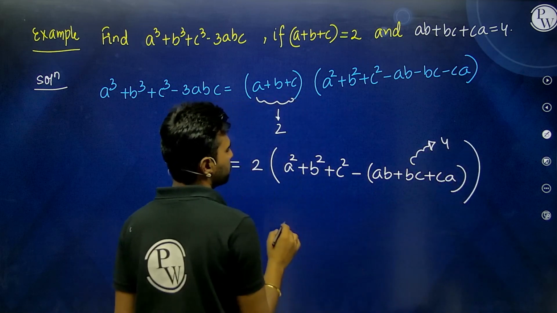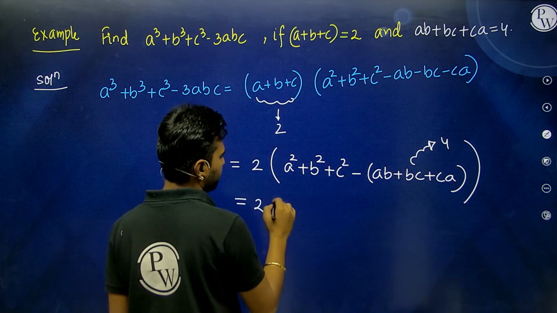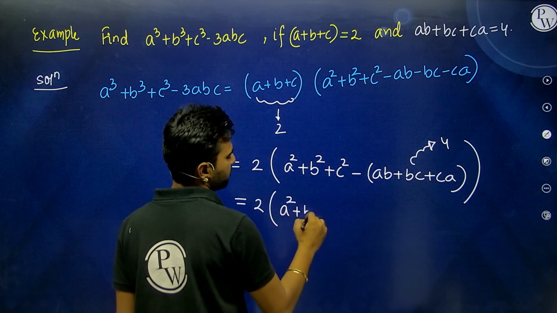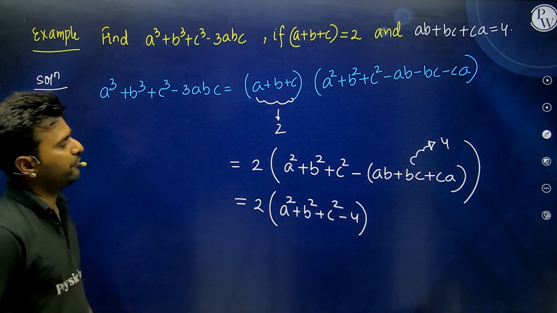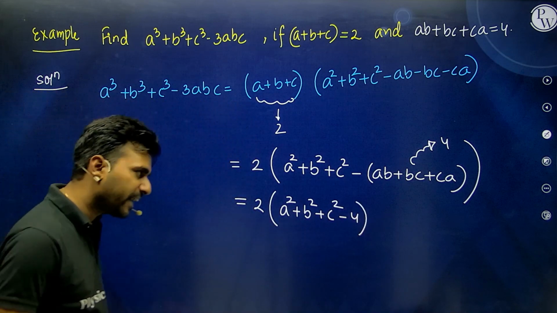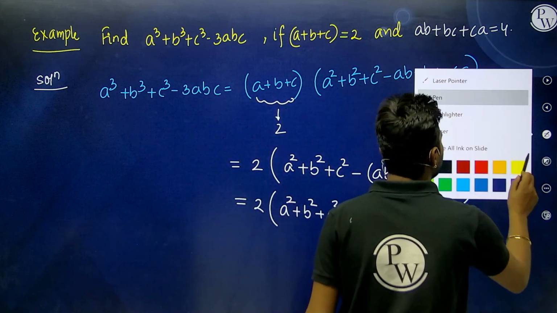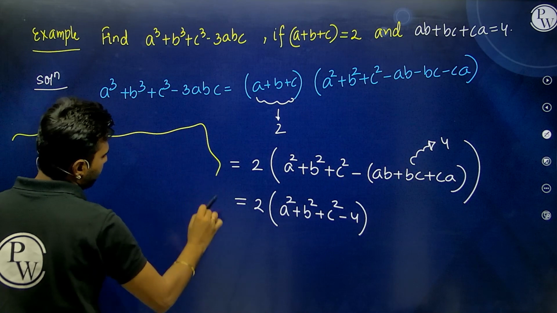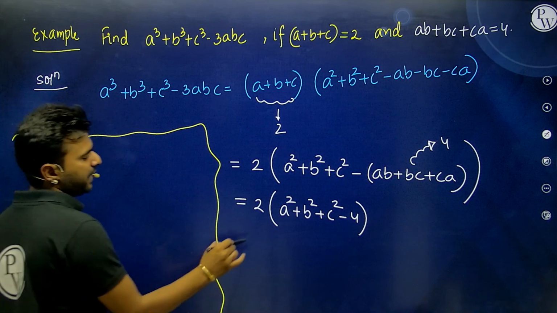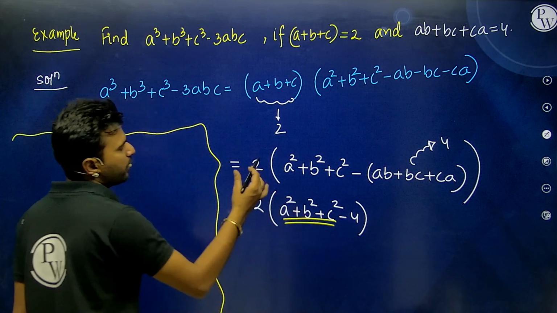So this thing is given to me equal to 4. So I said no issues. So the entire thing will become something like this: 2 times of a square plus b square plus c square minus 4. Now I don't know the value of a square plus b square plus c square. Can I get that somehow? Can I get that value somehow, kids? a square plus b square plus c square.